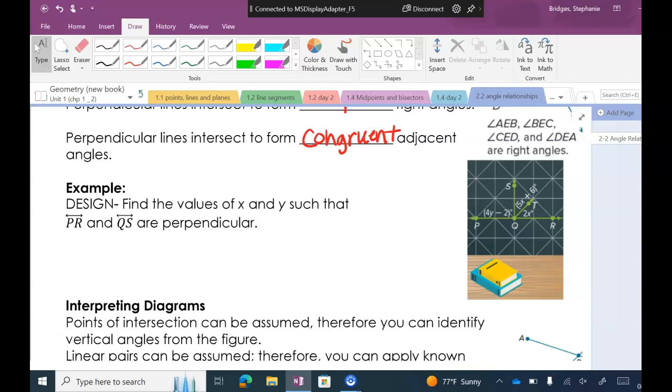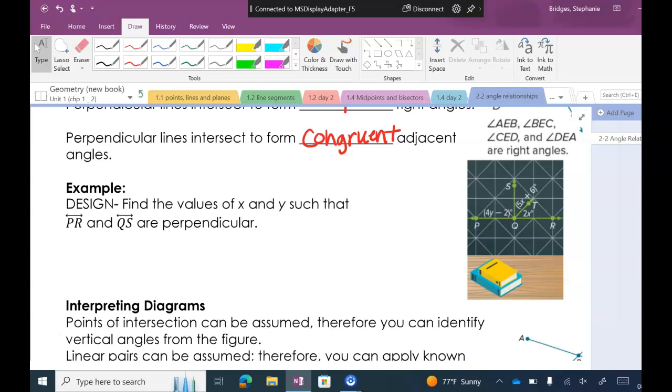Remember what we talked about yesterday with our equations? If they are on the same side of the equal sign, we just combine them together. We don't do opposites. What can I add together over here? 5x and 2x. That's going to give me 7x. Then I have that plus 6 equals 90. And then what?